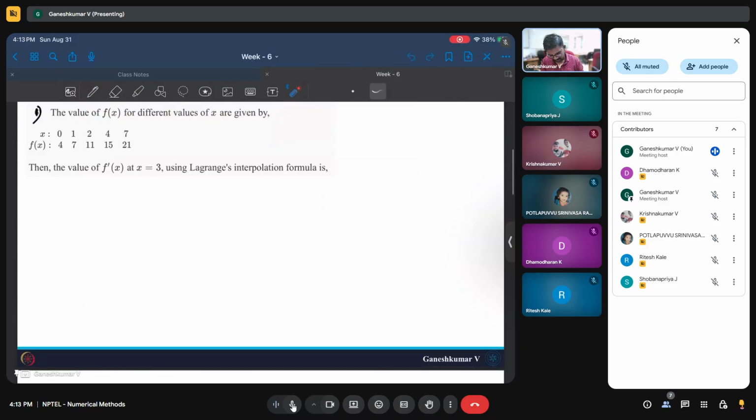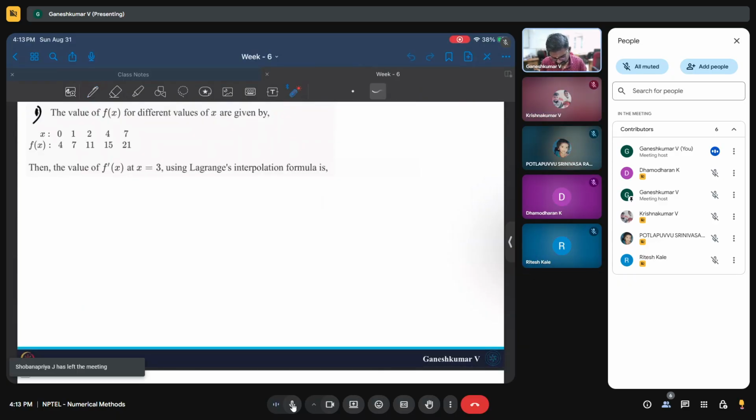Let's solve the first problem. The value of f of x at different values of x is given by this table, so x and f of x are given. Now we are asked to find f dash of x at x equal to 3, so it's somewhere over here. You need to find f dash of x, not f of x, and we were asked to use the Lagrange interpolation formula.